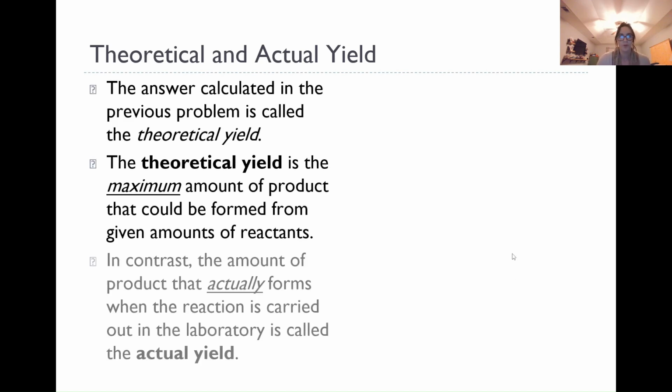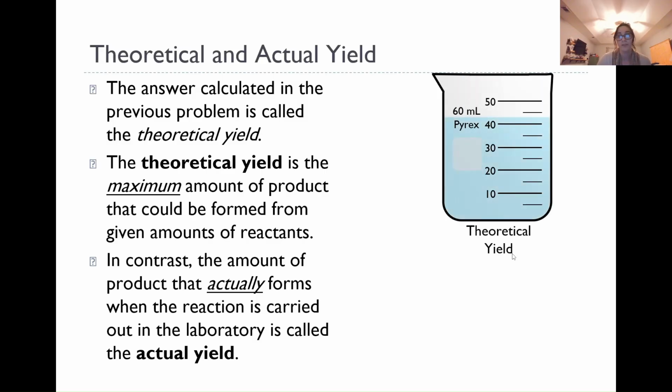So as a review, we're going to talk about theoretical versus actual yield. Whenever we try to determine the amount of product made from a reaction, that is called the theoretical yield. It's the maximum amount of product that can be formed from a given amount of reactants. However, it is not the same as actual yield, which is when you are doing the experiment in the laboratory and you actually measure the amount of product you made.